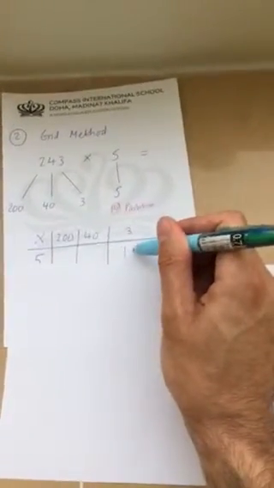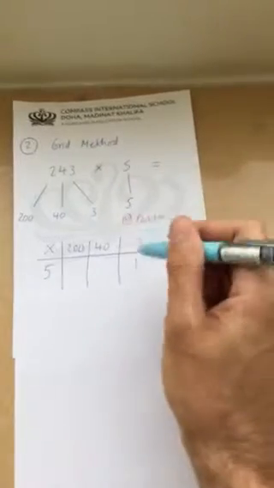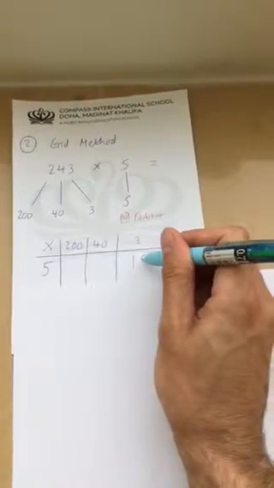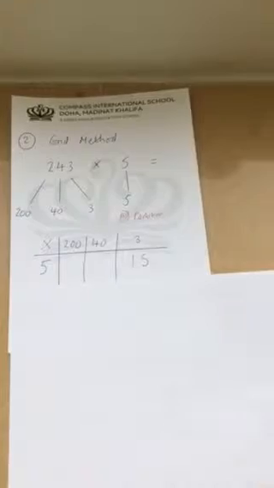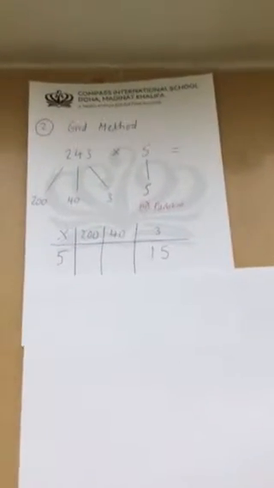It's 15. If you're struggling with your times tables, guys, you need to go into Times Table Rockstars and practice. And Education City and learn some of the songs.